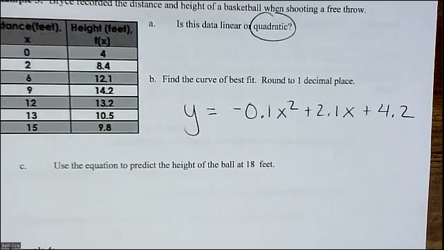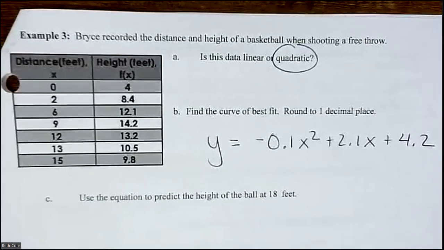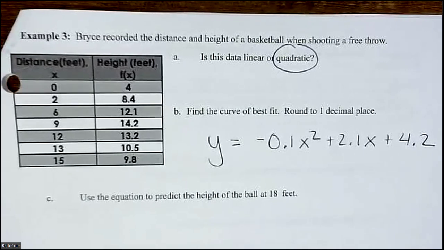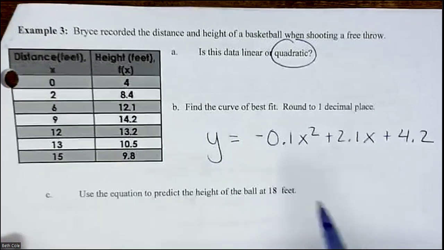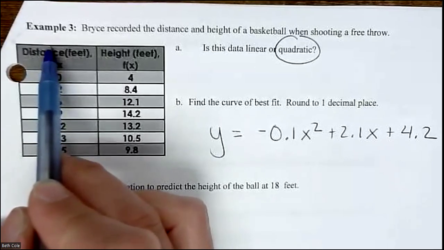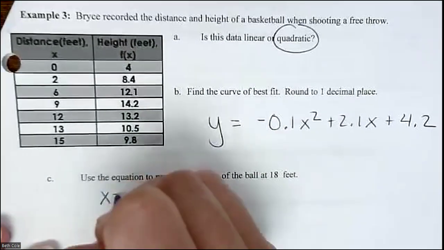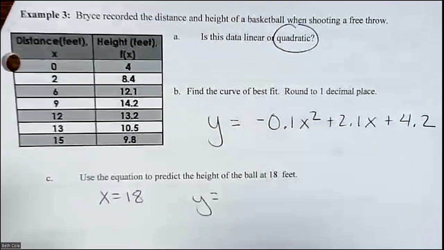All right, now look, it says use the equation to predict the height of the ball at 18 feet. So what's going on is a ball got thrown up in the air and it comes back down. So you have the distance horizontally that it goes and then the distance vertically. They gave us the 18 feet distance that it went. And then it says find the height. So they gave us x is 18. We're going to find y.